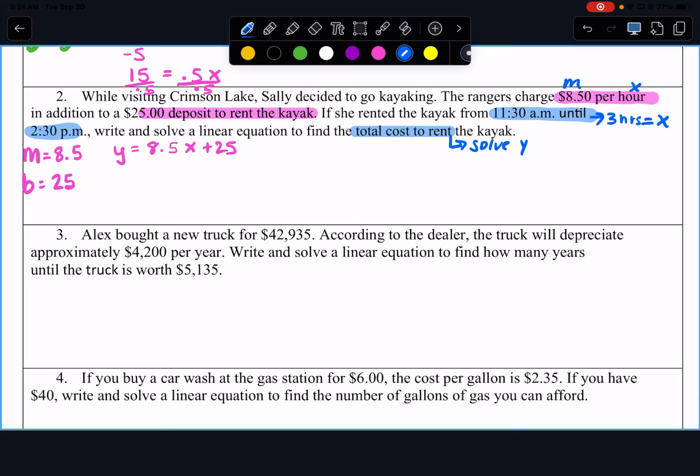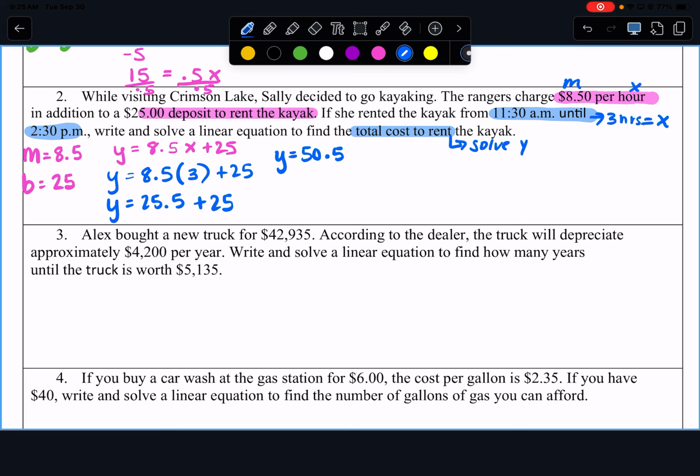Usually, whenever it gives us some sort of total something, that means we're solving for our y variable. If it's giving us a specific thing, that's usually our x. So from here, we are going to plug in 3. We get y is equal to 8.5 times 3 plus 25. Using a calculator, what is 8.5 times 3? 25.5, plus 25. What is 25.5 plus 25? 50.